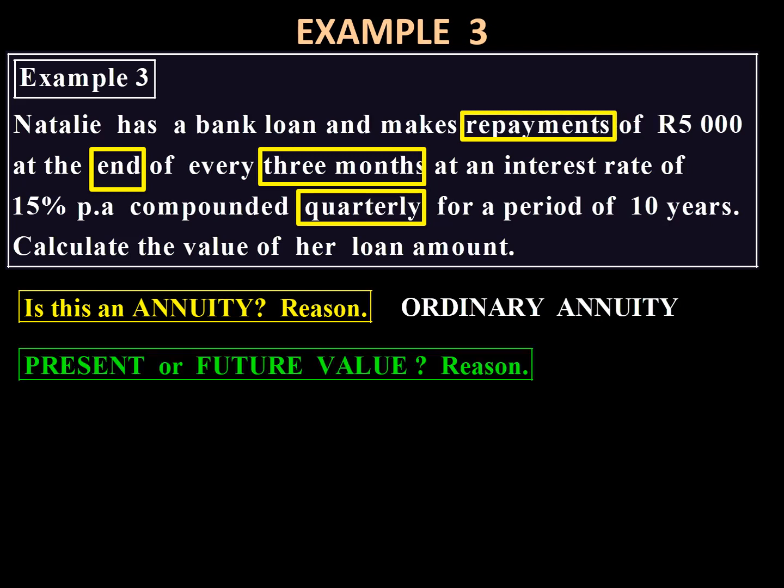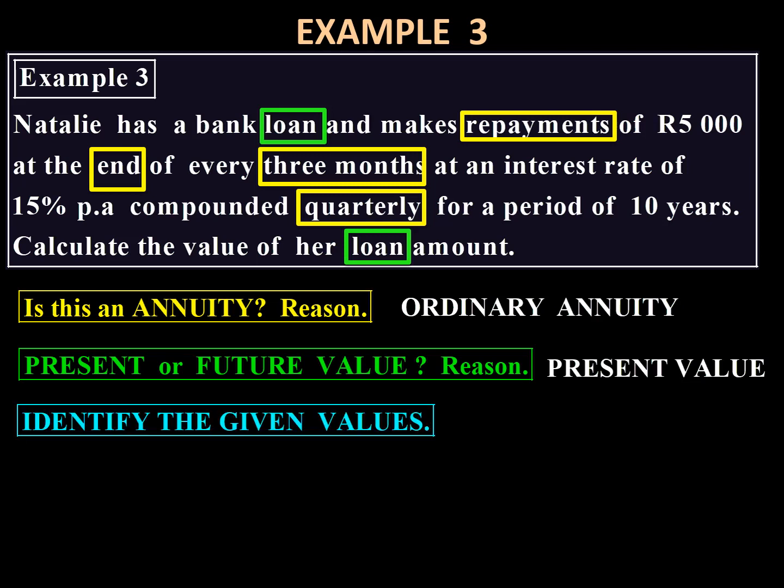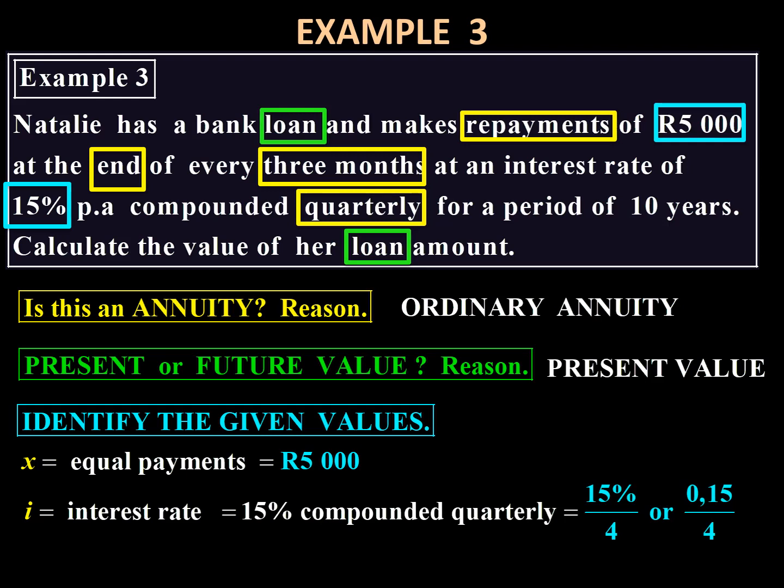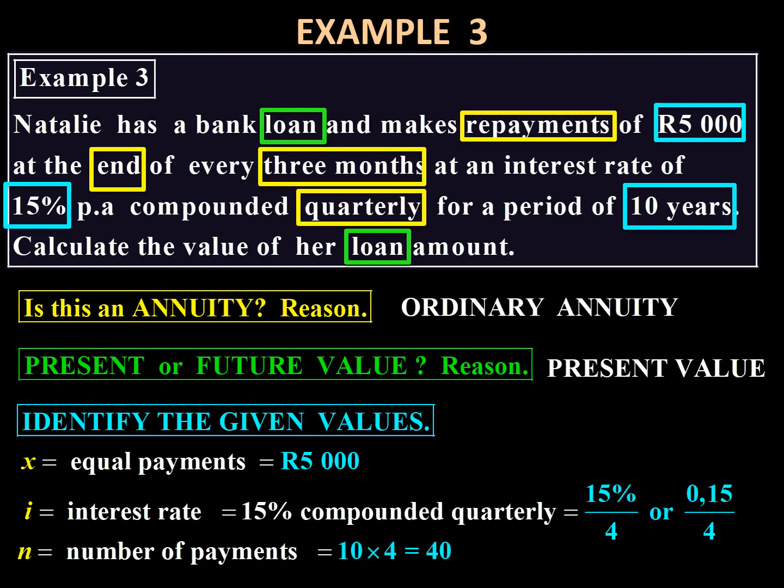Is it a future or a present value? There should be some clue there. Yes, it is a present value because with a loan, you take the loan out now, right? So that's a present value. Again, they emphasize loan, so we'll have to use our present value. What are the values here? It's the 5,000. And what value is that? That's the X value. And the 15%, that is the interest rate. But quarterly, be careful. So it's 15% divided by 4. N, that's 10. But because it's quarterly, it's 10 times 4, which is 40.